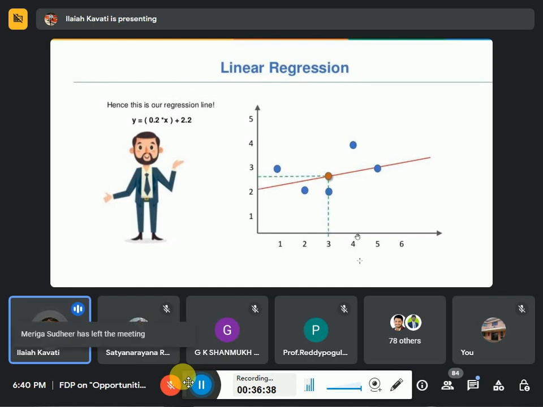Now let us assume a new joinee is there with 4 years of experience. So how to fix his salary?